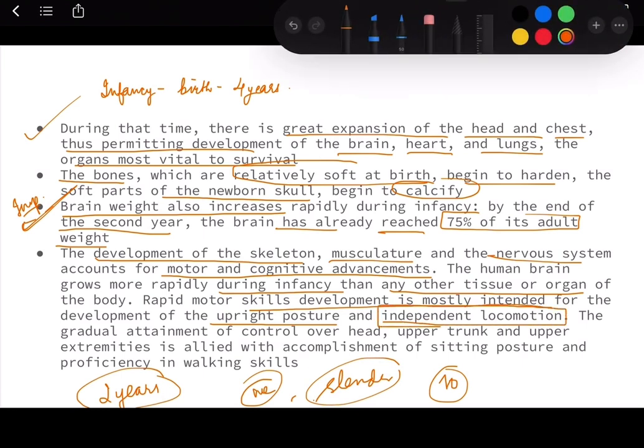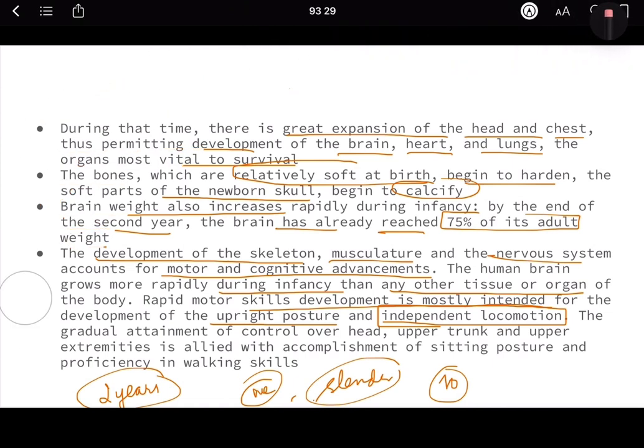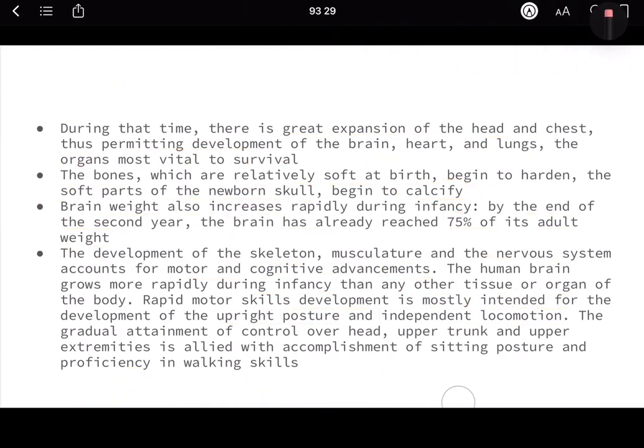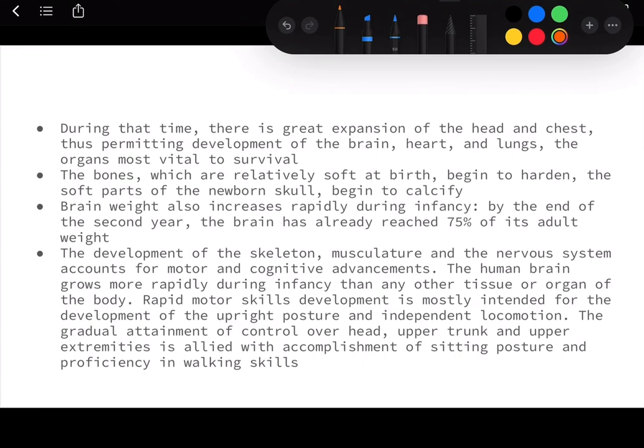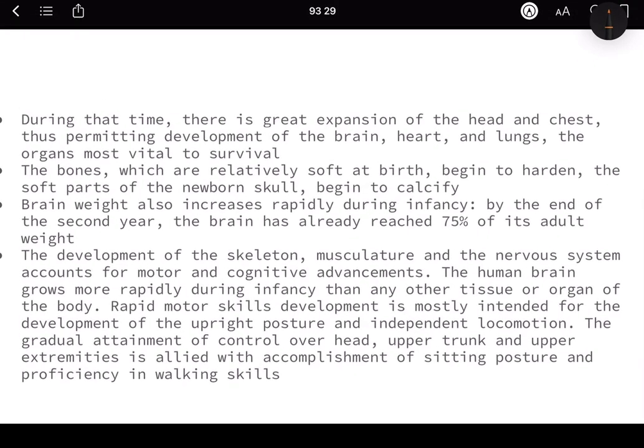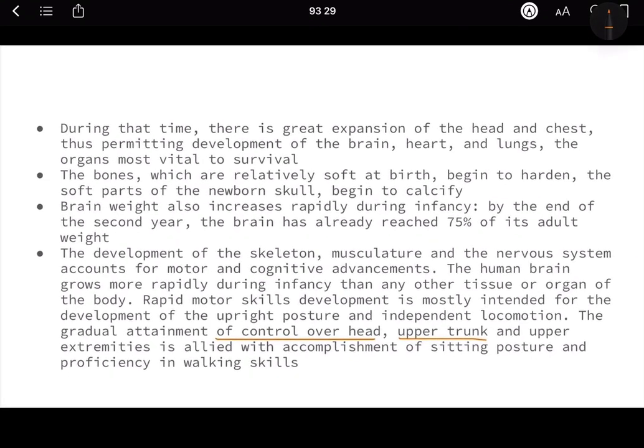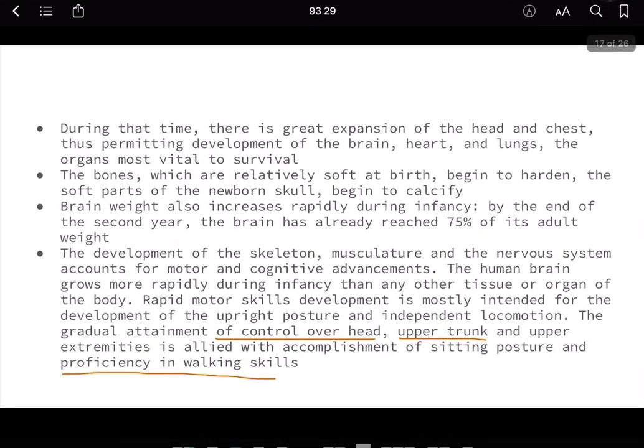This gradual attainment of control over head, trunk, and upper extremities is allied with accomplishment of sitting posture and proficiency in the walking skills. So now the baby can walk on its own. So everything is more motor skills develop.